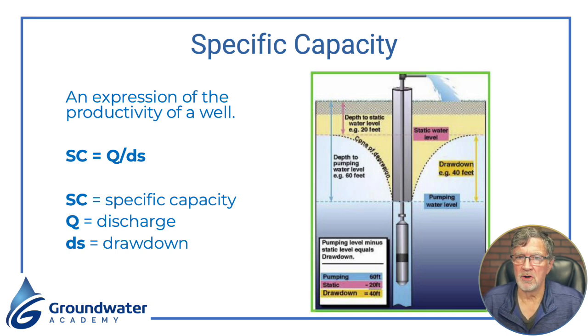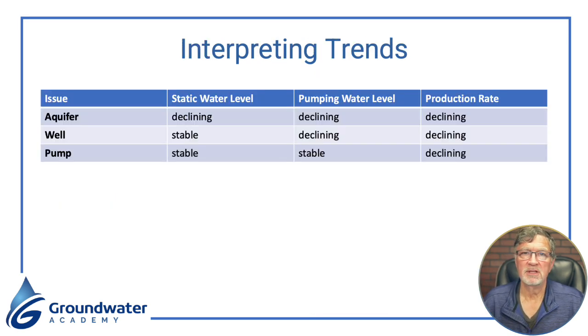You're going to want to look at discharge in the well. You're going to want to look at what your pumping water level is and what your non-pumping water level is. That's going to be your drawdown. And as those numbers go down, as the well plugs, that will give you a good indication of when it's time to do well rehabilitation.